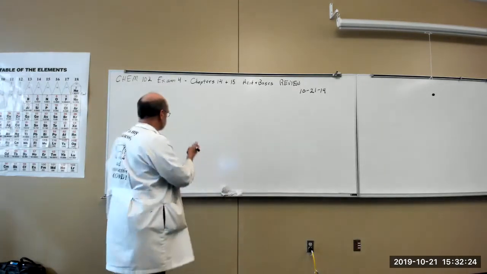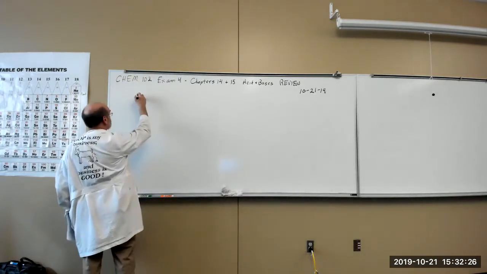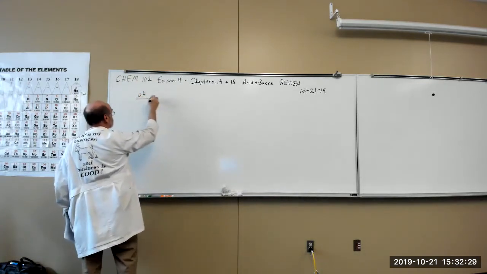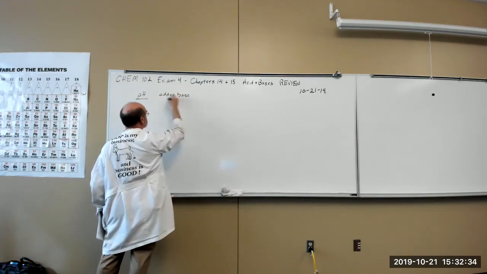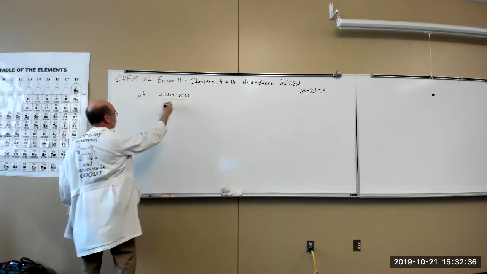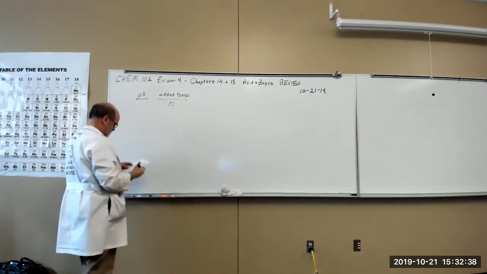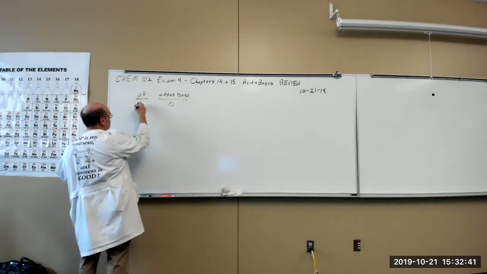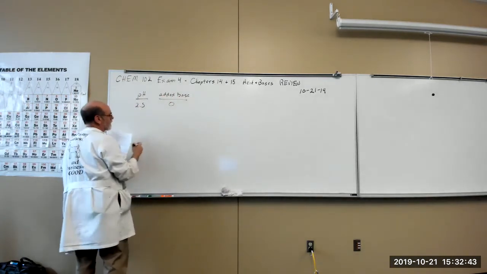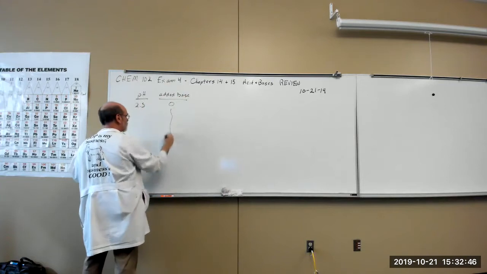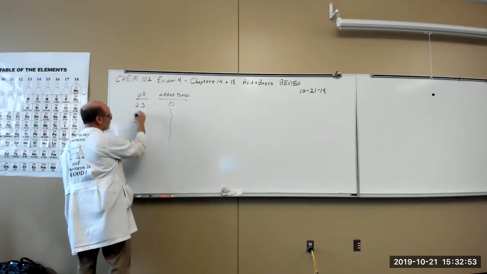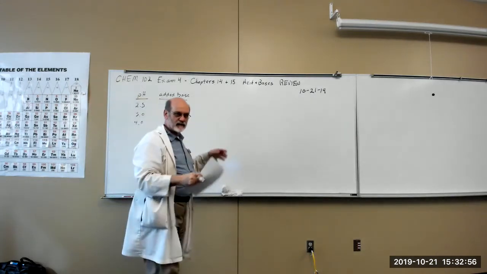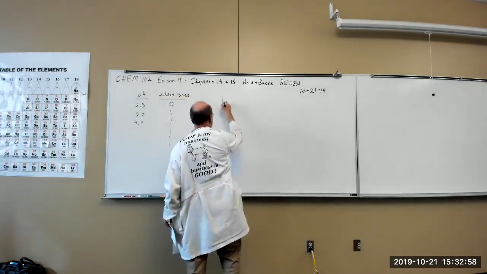So you're going to have your data. It's going to be pH versus added base. So for 0 added base, you're going to get a pH somewhere in the neighborhood of maybe 2.5, something like that. And then as you add base, your pH is going to increase, like 3, 4, something like that. So you get that data set. Then you plot it.